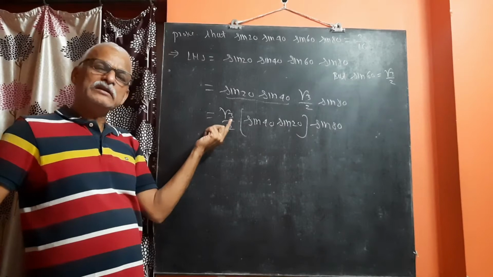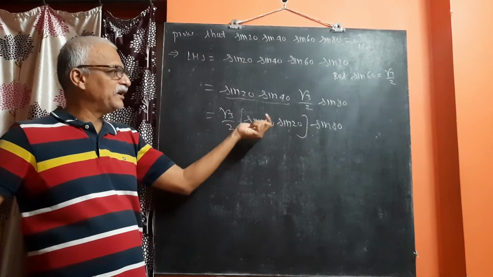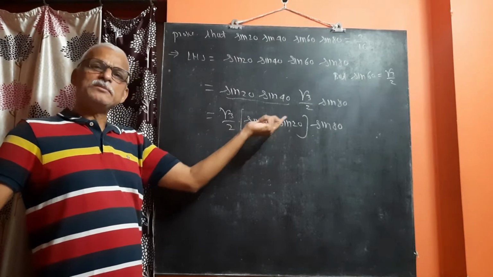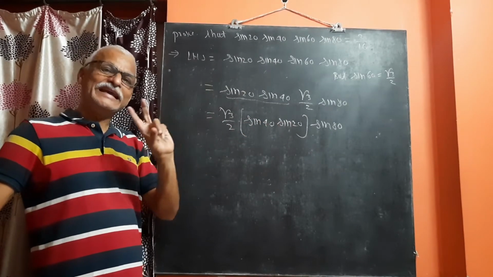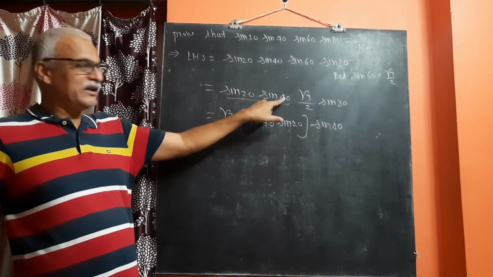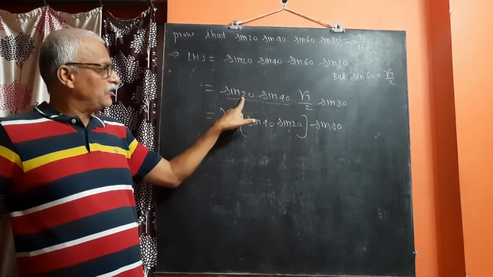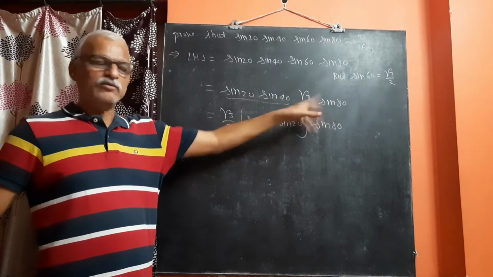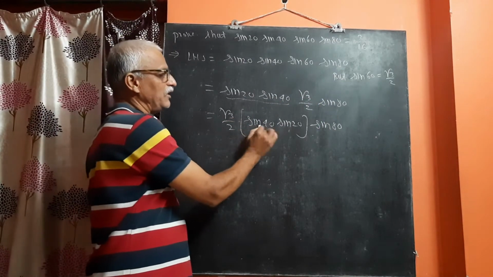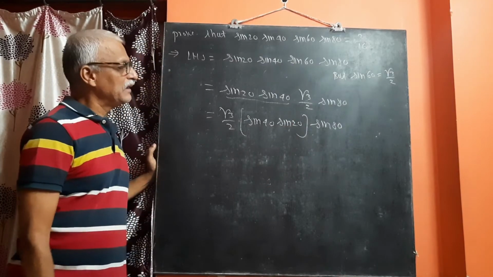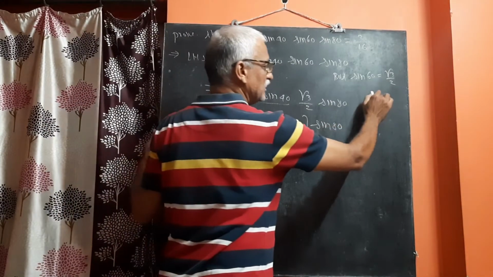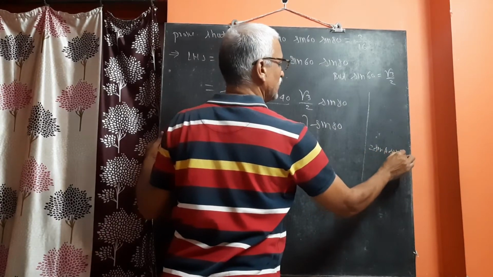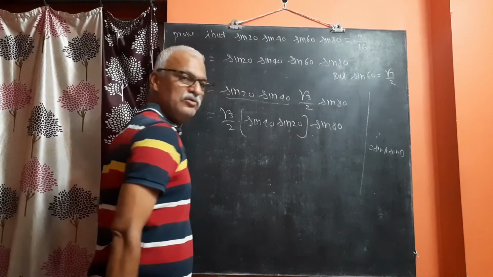I have preferred the combination of 40 and 20. It is not necessary that you choose the same combination. You may choose any combination: 20-40, that is the first one, 20-80, that is the second one, 40-80, that is the third one. So sin 40 into sin 20 I have selected. Our formula is 2 sin A into sin B.